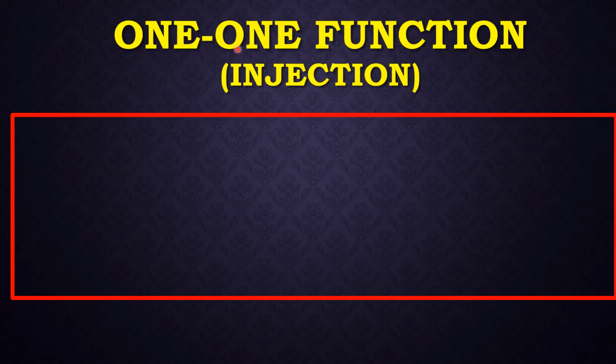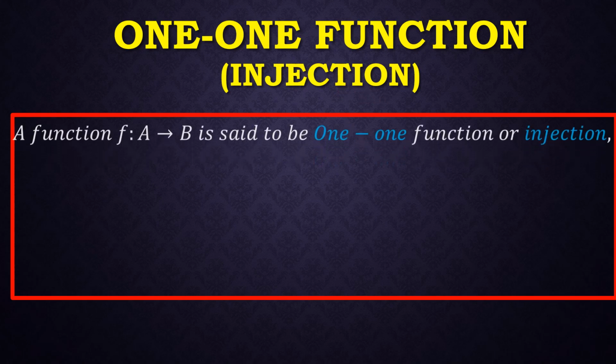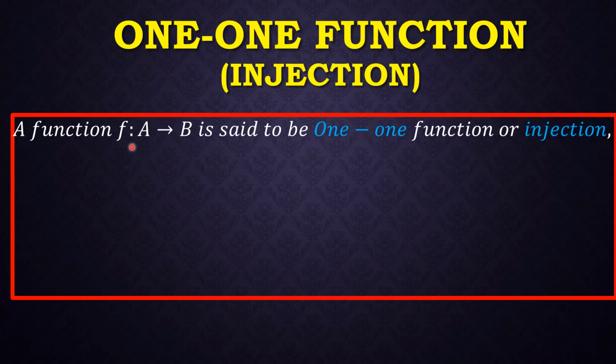Now the next definition is one-one function. Another name of one-one function is injection. The definition of this function is, first of all, we take one function, that is f from A to B. This is said to be one-one or injection.